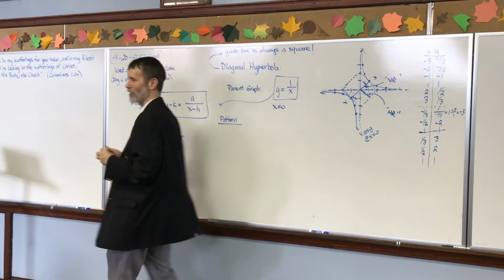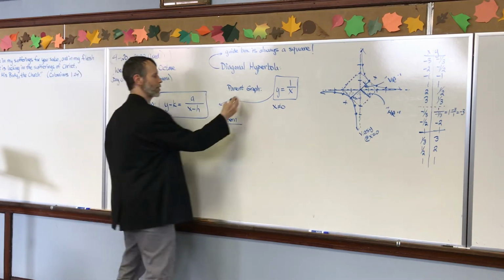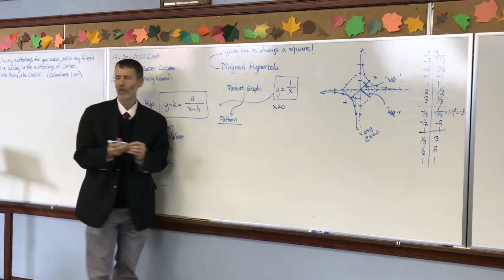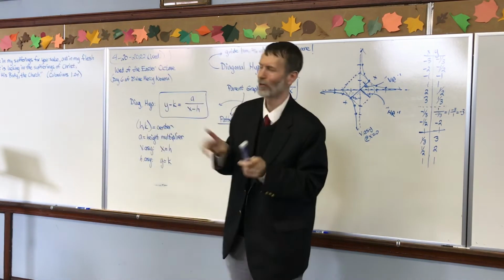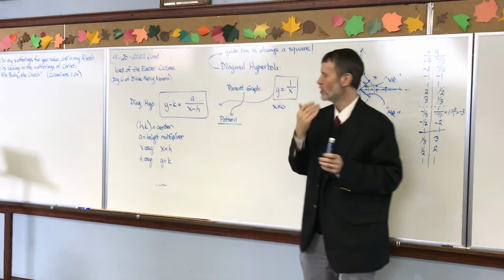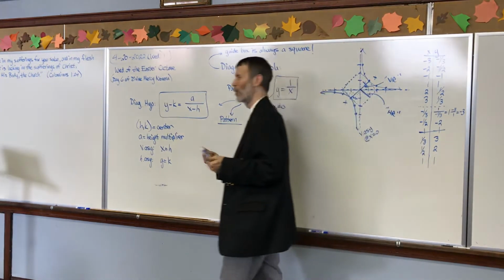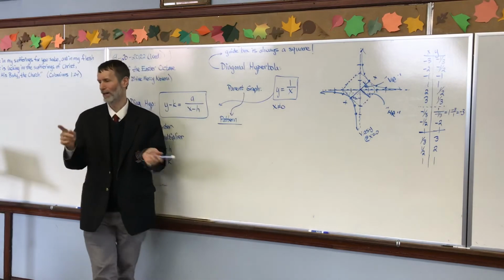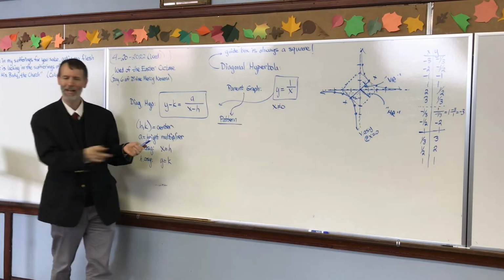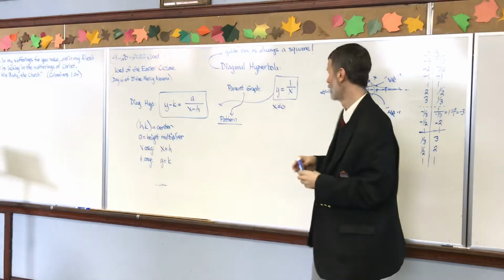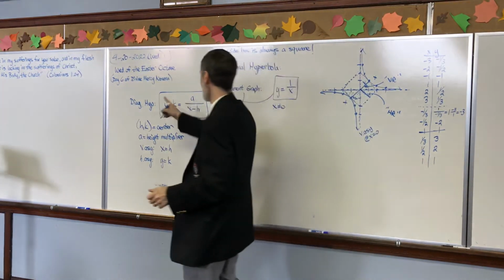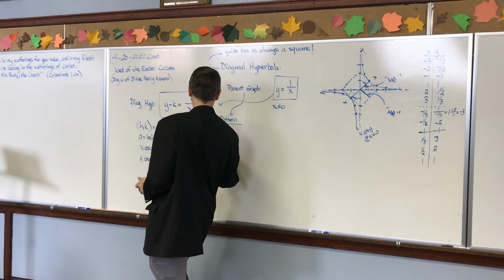Every parent graph has a pattern. A parabola has a parent graph pattern of over 1, up 1, over 2, up 4, over 3, up 9. If you're doing a radical graph, it's over 1, up 1, over 4, up 2, over 9, up 3. All of the parent graphs have different patterns. The pattern for a diagonal hyperbola is this.